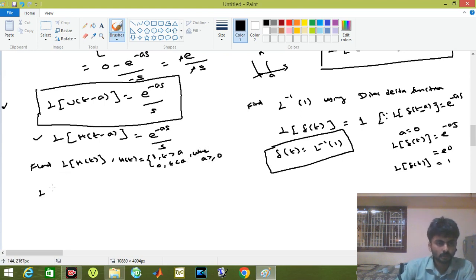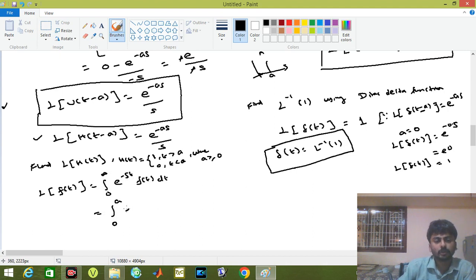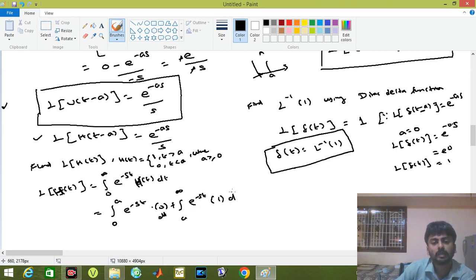Here also you can use L of f of t equal to integral 0 to infinity e power of minus st f of t dt, which equals integral 0 to a of e power of minus st f of t, which is 0, plus integral a to infinity of e power of minus st times h of t. The h of t value is 1, so 1 into dt.